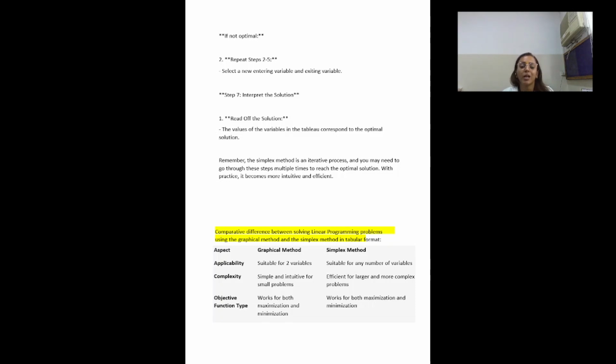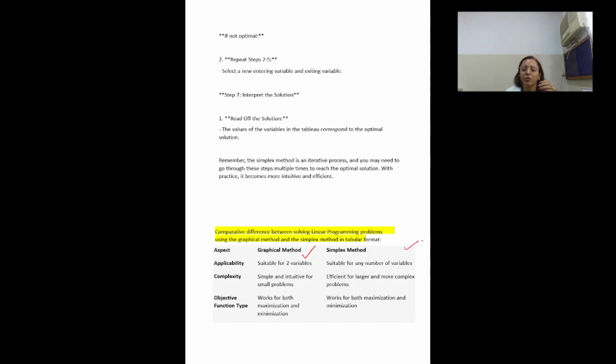Now coming to the next point, the difference between the graphic and the simplex method. The graphic method is always suitable when we have two variables. If there are more than two variables, then the graphic method will create a little bit of a problem. Rather, we can use the simplex method in that case.